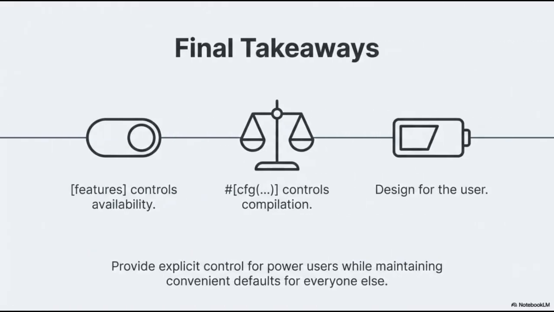To conclude, let's review the key takeaways from this discussion. First, remember that crate features are used to control the availability of specific functionality within your project. Second, conditional compilation through the cfg attribute allows you to manage exactly what code is compiled based on the target environment or enabled feature flags. Finally, always prioritize designing for the user. The goal is to provide explicit, granular control for power users while ensuring that convenient defaults remain in place for everyone else.